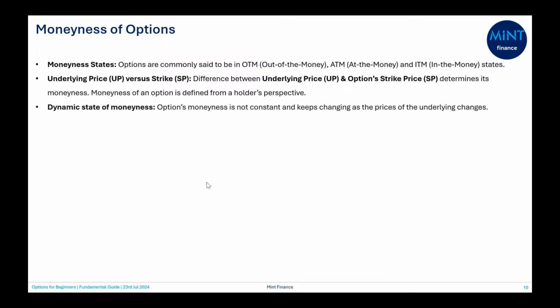Options moneyness is not constant. It keeps changing all the time. As the underlying prices change, option moneyness changes. It's not unthinkable that in the morning it was out of the money, in the afternoon it was in the money, and by evening it was out of the money again. It's possible. It may happen. So what exactly is moneyness?